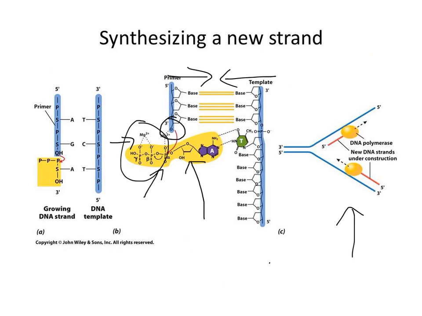This particular diagram here is showing you a replication fork where the 2 strands are being pulled apart, and ultimately replication or synthesis of the 2 new strands. And we're going to talk a little bit more about replication and how this occurs, how both strands are effectively replicated.